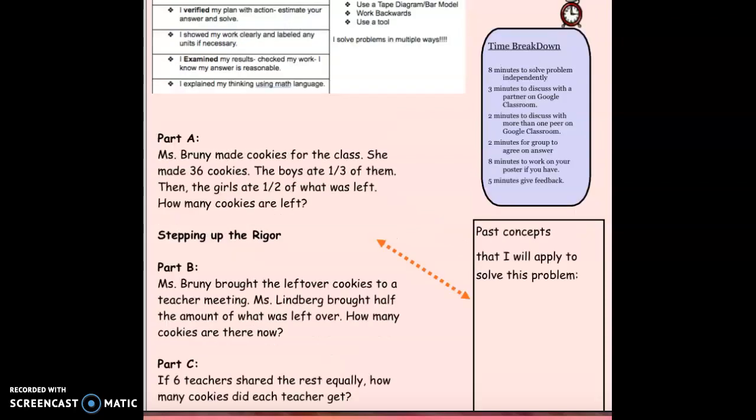Okay, so you should have already taken a moment to jot down some past concepts that will help you solve this problem. What I'd like for you to do now is you're going to be working for 8 minutes independently. I want you to then take 3 minutes to contact a peer in Google Classroom and go over what you've done. Then I want you to invite some other peers to discuss in a group. And then this is going to be your group where you'll be conferring with regards to the answer. And then if you can, do your work on a poster.